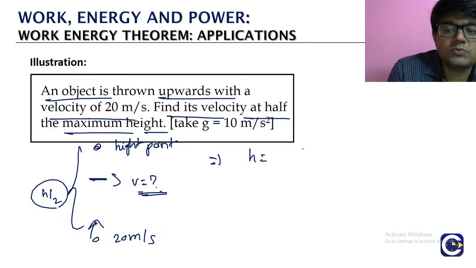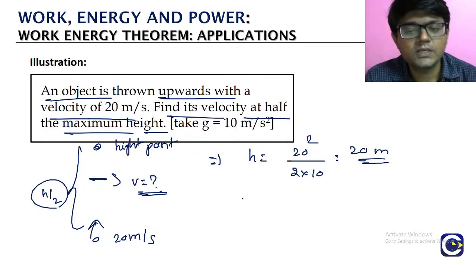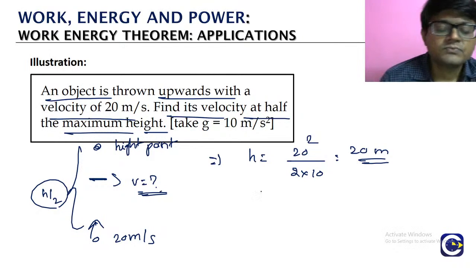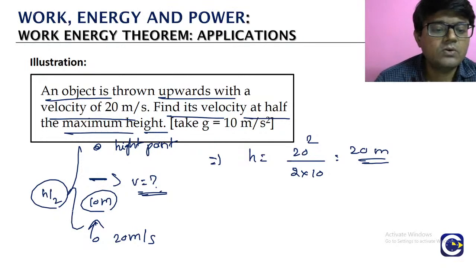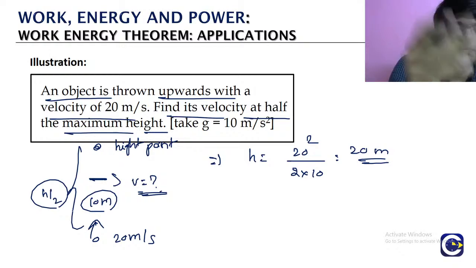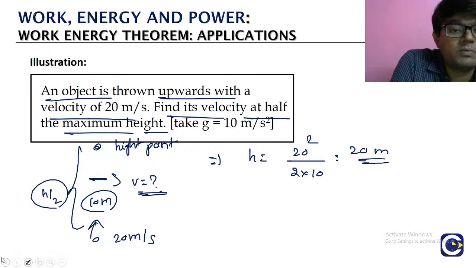So u square means what? 20 square by 2 into g, எவ்ளோ 10. பாருங்க, 20 square by 20 means what? That is 20 meters வரும். This is the maximum height value. Half the maximum height is what? H by 2, that is 10 meters. So இப்போ நாம என்ன calculate பண்ணணும்? When it is going up by 10 meters, அங்க இருக்கற velocity, we have to find what is the velocity at half the maximum height. Okay. So எப்படி தெரியுமா, we can solve this problem by using two methods.